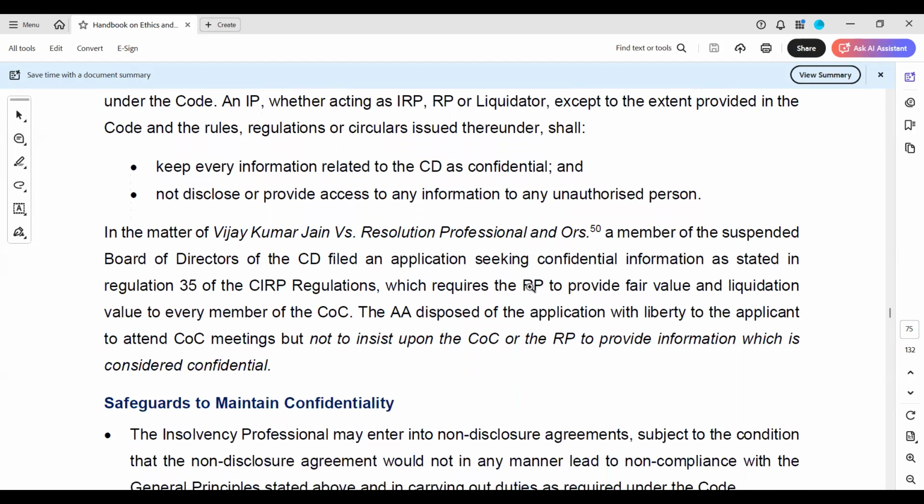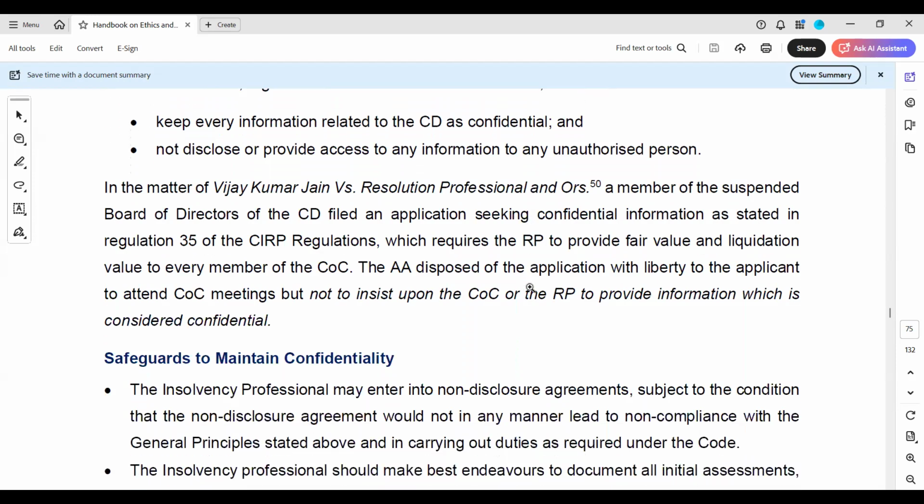अब इस केस में क्या हुआ, विजय कुमार जैन वर्सेस रेजोल्यूशन प्रोफेशनल में a member of the suspended board of directors filed an application seeking confidential information as stated in Regulation 35. उसने बोला, सस्पेंडेड बोर्ड मेंबर ने, कि भाई मुझे भी वैल्यूएशन के बारे में बताओ, which requires the RP to provide fair value and liquidation value to every member of the CoC. The AA disposed of the application with liberty to the applicant to attend COC meetings, but not to insist upon the COC or the RP to provide information which is considered confidential.